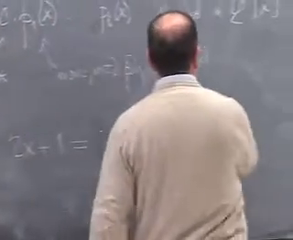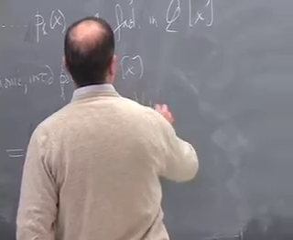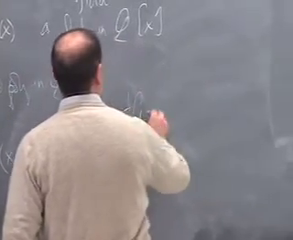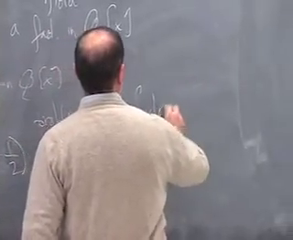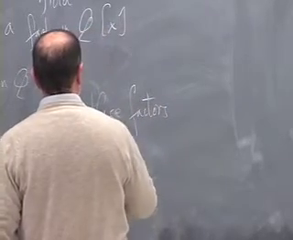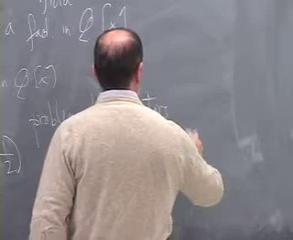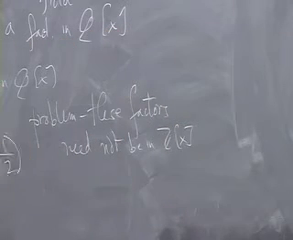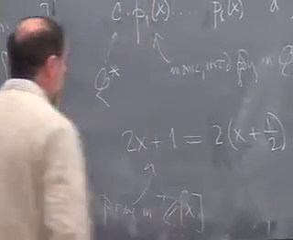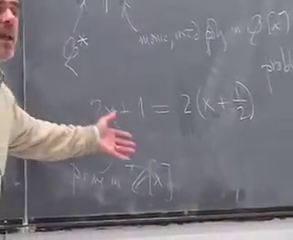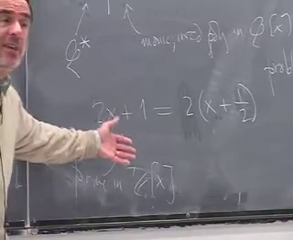So the problem is these factors might not be in Z[x]. And this itself, 2x plus 1, is an irreducible element. This is a prime element in Z[x], it turns out. And the problem is that it's not monic. You can't make it monic and stay in Z[x].